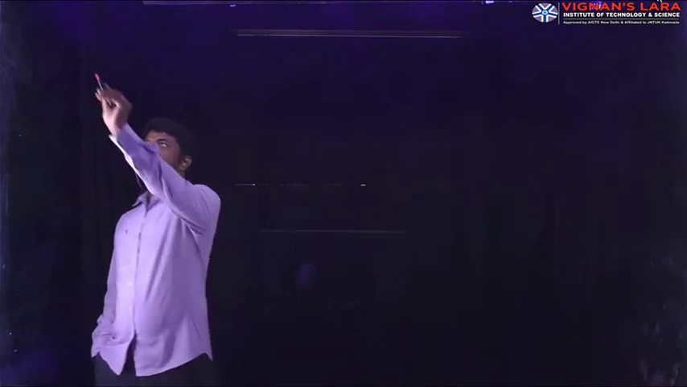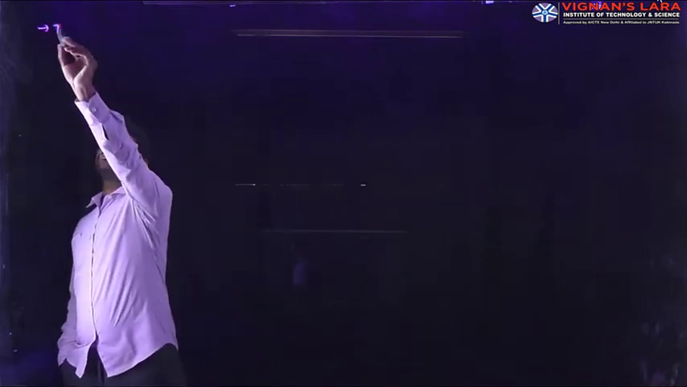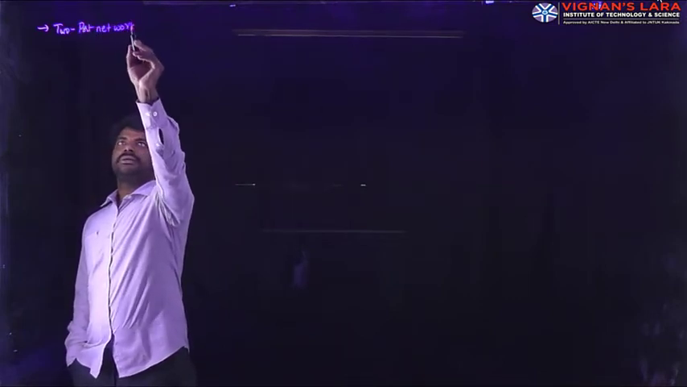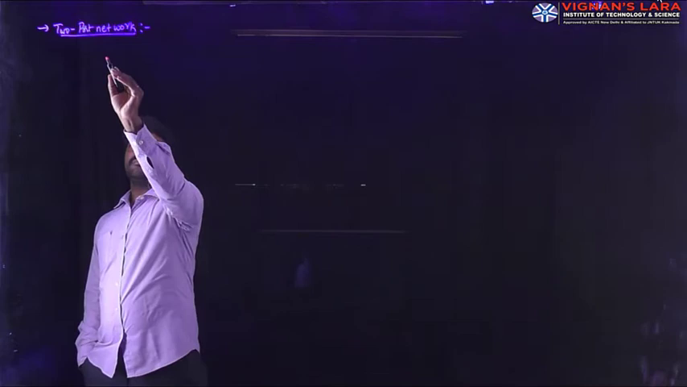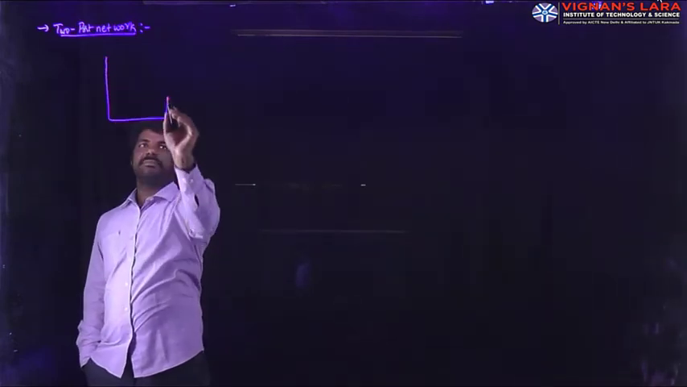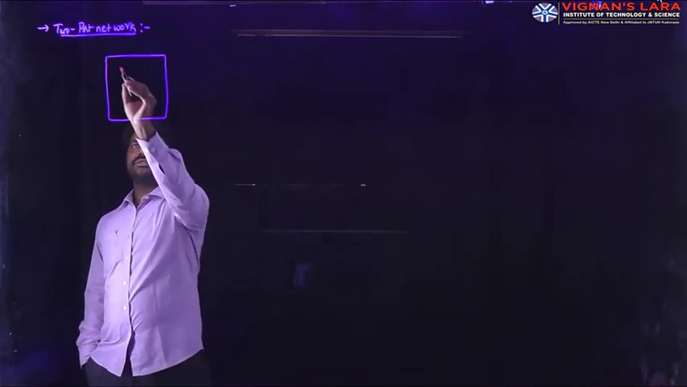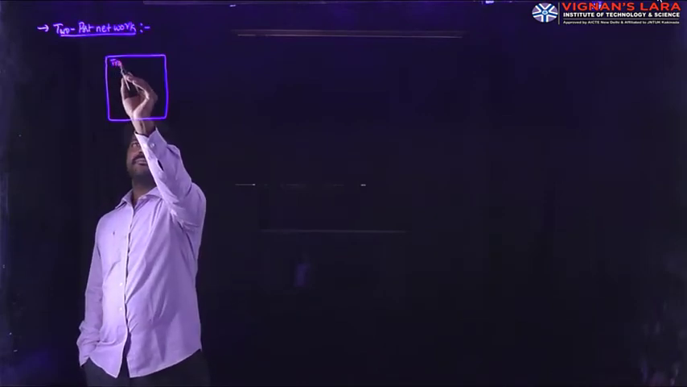So let us see the two-port network terminology. Two-port network of a given system. As we know, the entire circuit can be represented with a black box. Yes, it is a black box. And this black box is nothing but a transmission line.